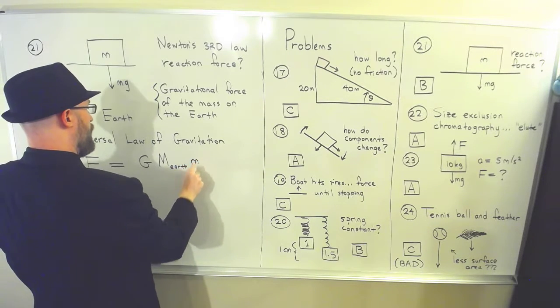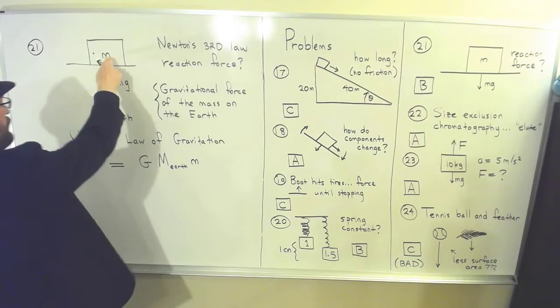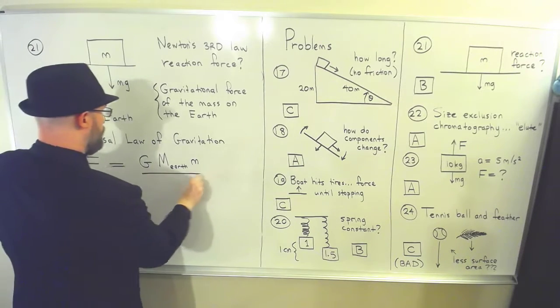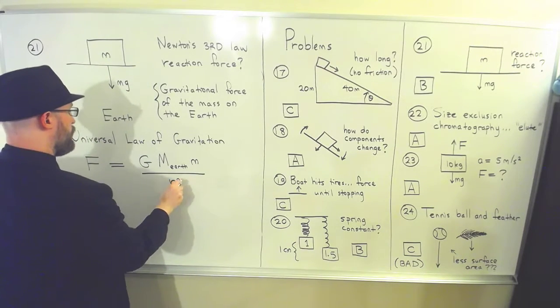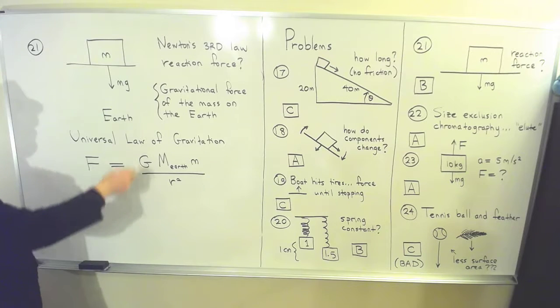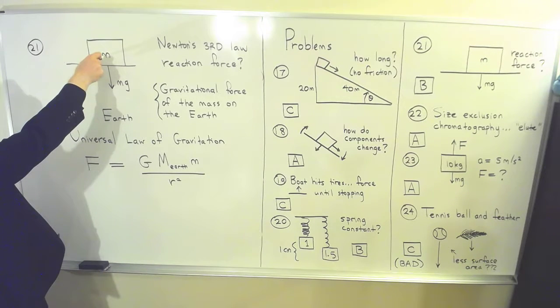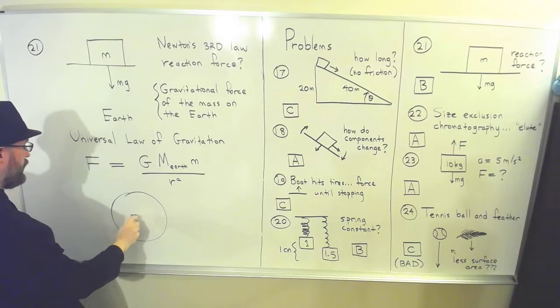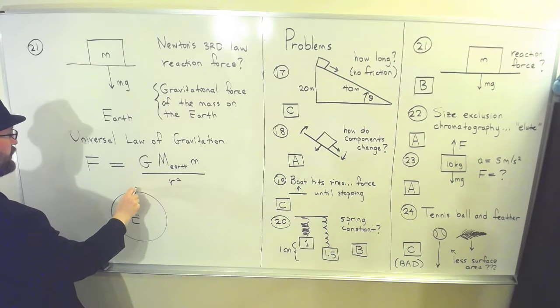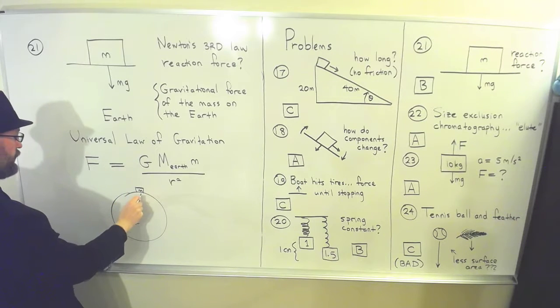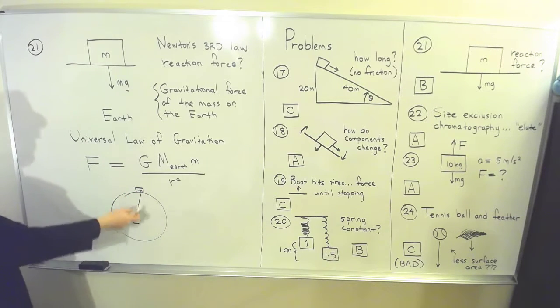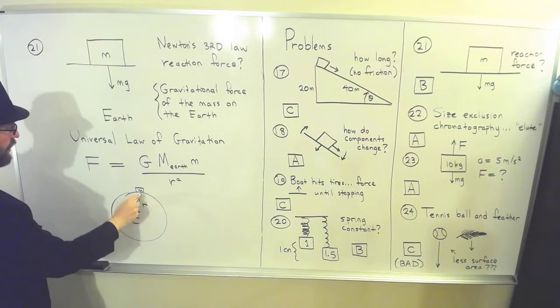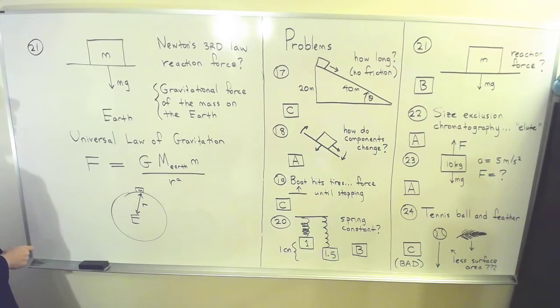And then you have little m, and so that's this mass here, divided by r squared, where r is the distance from the surface of the Earth to the center of the Earth. You think about it like, here's the Earth, and you're zooming way out into space, and here's your little mass. And so this radial distance to the center of the Earth, that's r, that distance there.